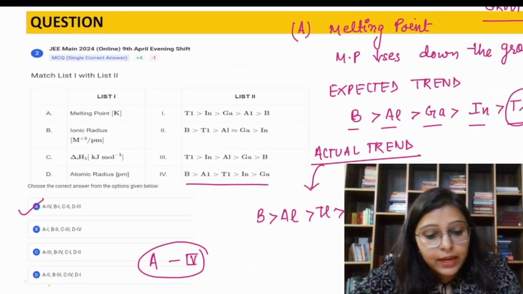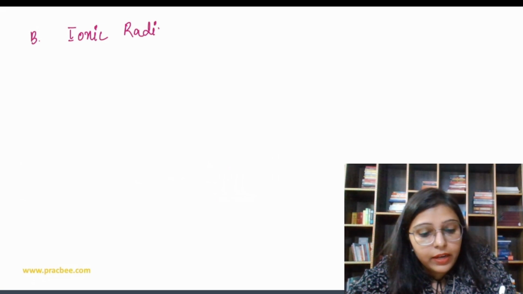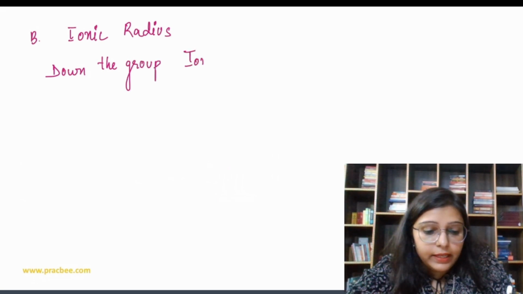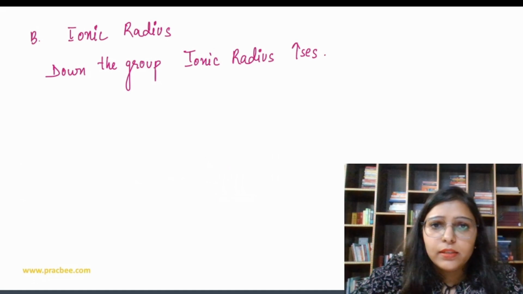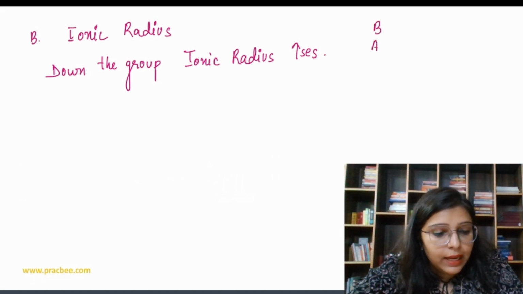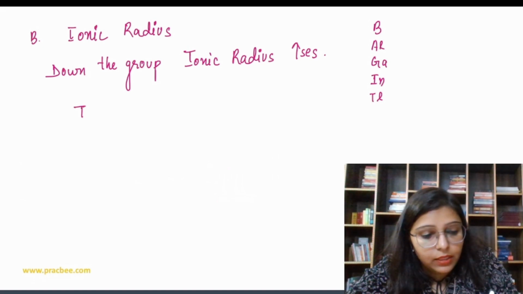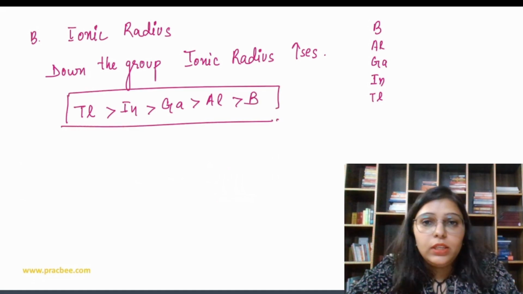Now we have to discuss the ionic radius. B is the part of ionic radius. So what is the trend of ionic radius down the group? Down the group, ionic radius increases. So the group is boron, aluminium, gallium, indium, thallium. So for B, the largest size is for thallium. Then we have indium, then gallium, then aluminium, and then boron. So that is going to be the trend.